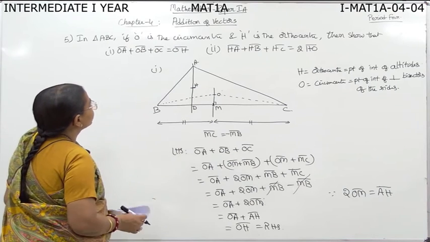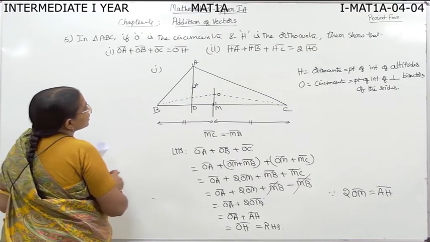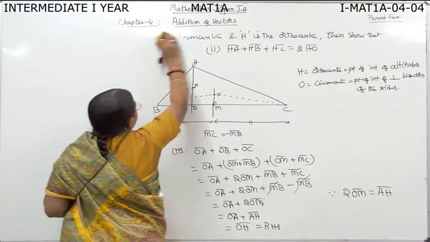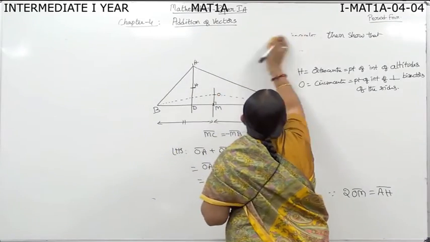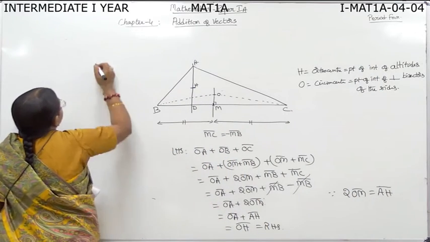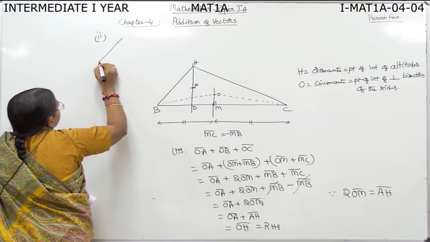This is the proof. Now we'll prove the second one. HA plus HB plus HC is equal to... Okay. So for this we'll again draw the figure. So this is for the first bit. Now we'll do the second one. So we'll again draw the figure.